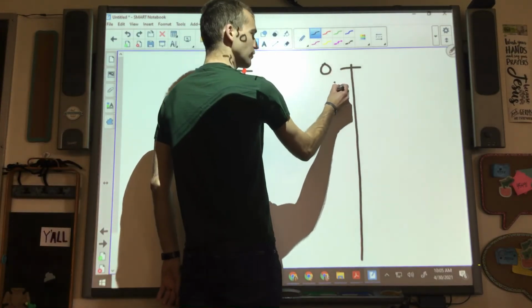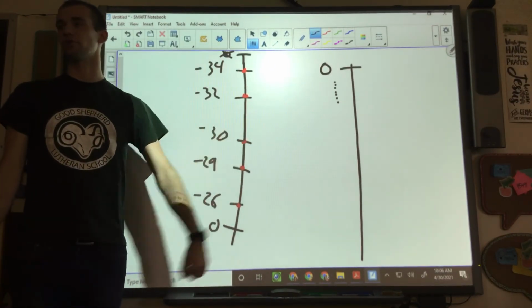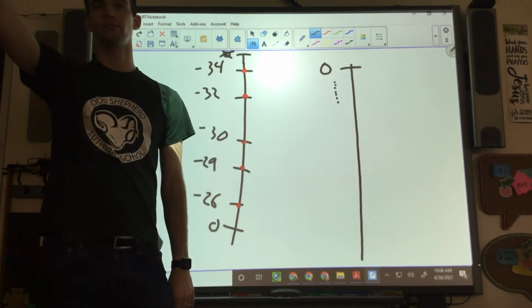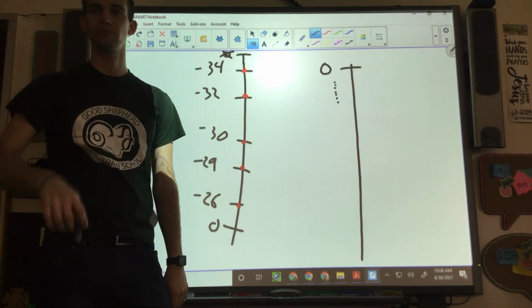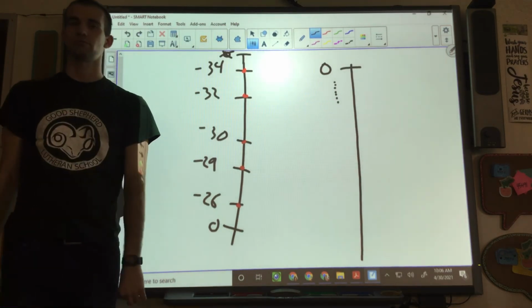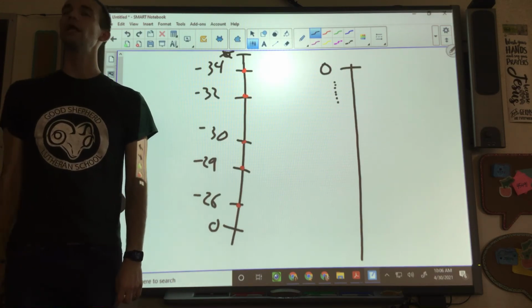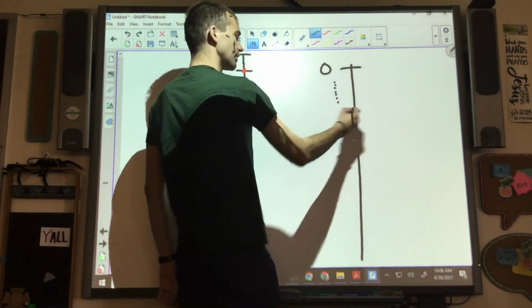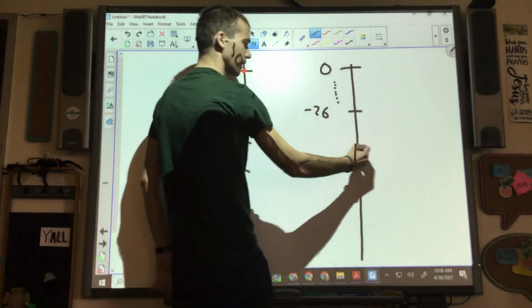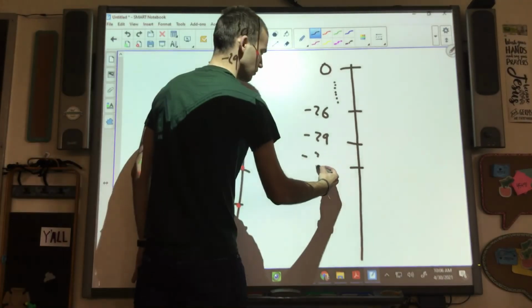I'm okay with you doing this, showing that there's some dots. What is the number that is closest to 0? 26. Raise your hand. 34? No, wait. 34 is the farthest from 0. Negative 26. Remember, these are negative numbers. Negative 26, then negative 29, then negative 30.